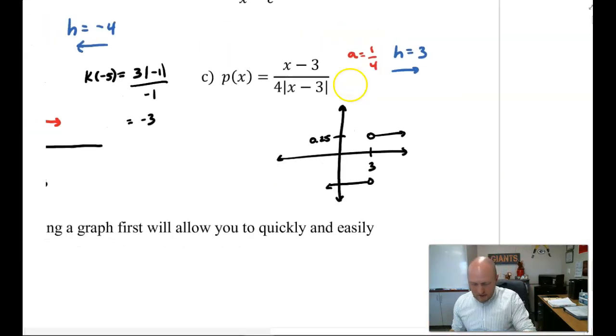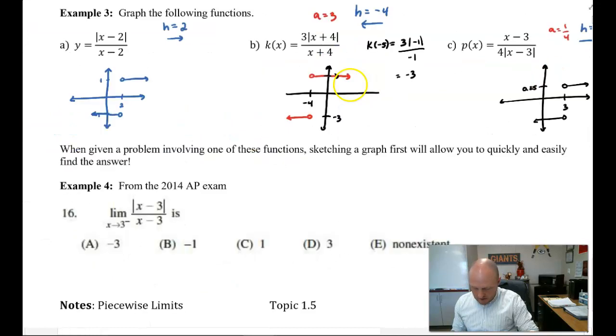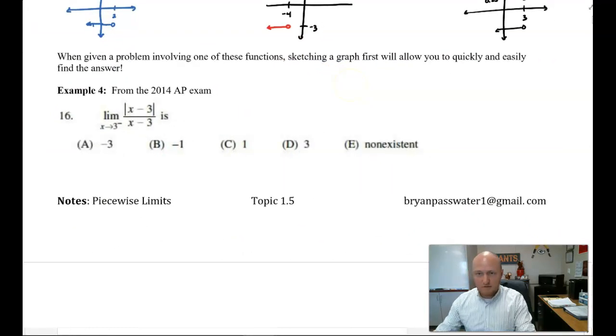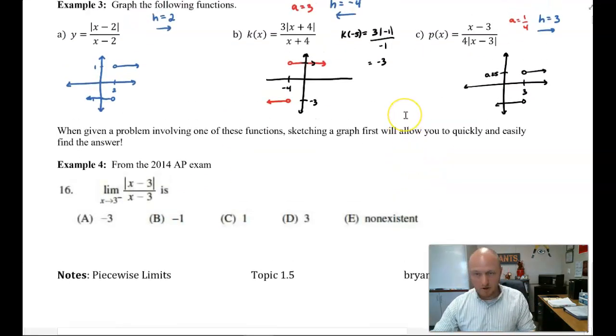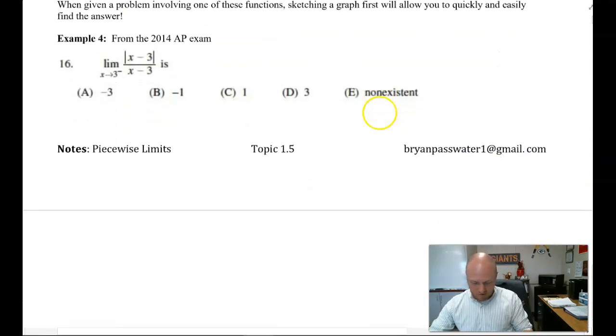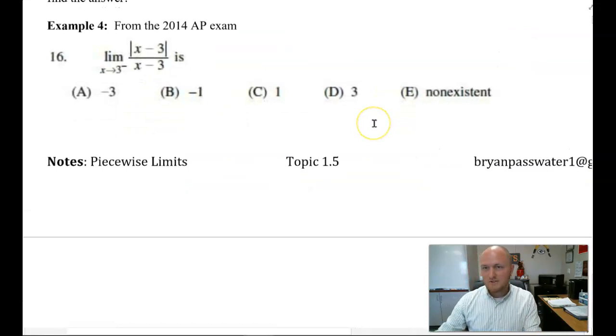Okay, so let's go ahead and answer an AP question. Let's get our point for the day, or our 1.2 points for the day. So when given a problem involving one of these functions, sketching a graph first will allow you to quickly and easily find the answer. Whenever you have the setup, always just do a quick sketch of it, right? And you see my graphs are not elaborate. They are not beautiful or going to win any awards, but they give you enough information.